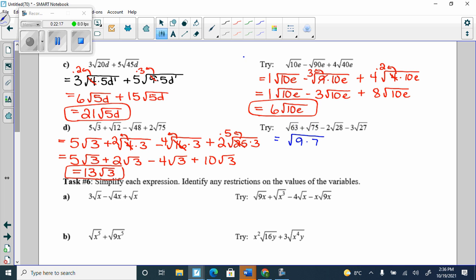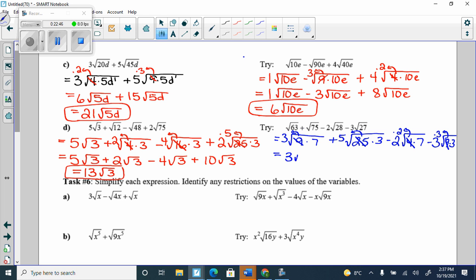So 9 times 7 plus, oh, the 9 comes out, it's a 3. 75 is 25 times 3. 25 comes out and it's a 5. 28 is 4 times 7. 4 comes out and it's a 2. And then 27 is 9 and 3. The 9 comes out and it's a 3.